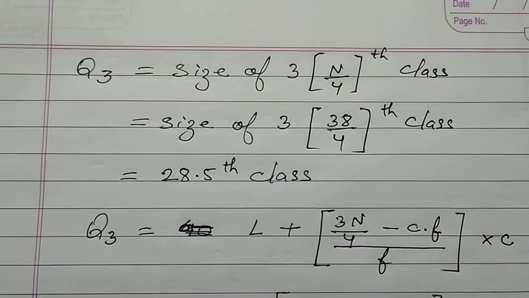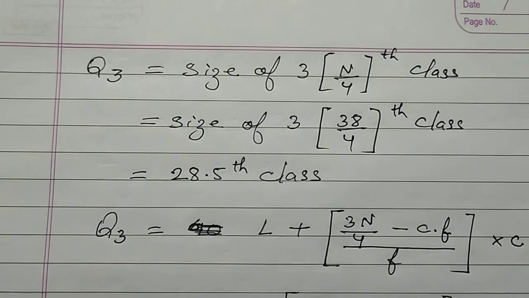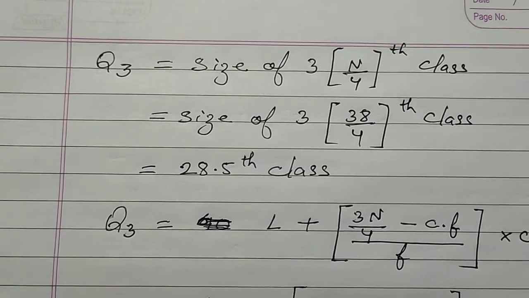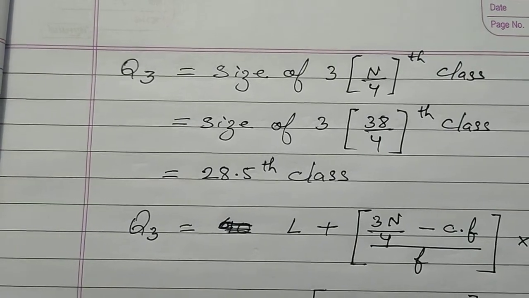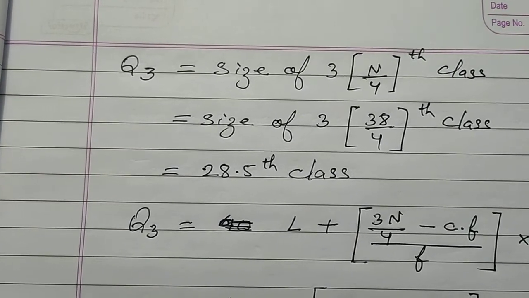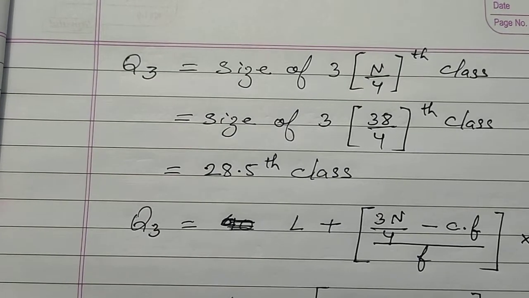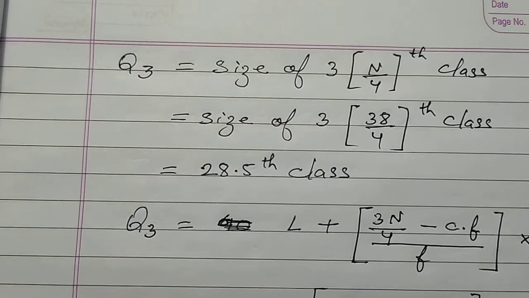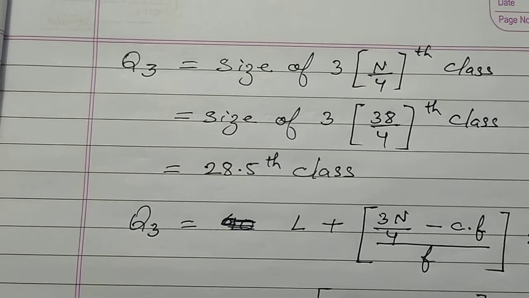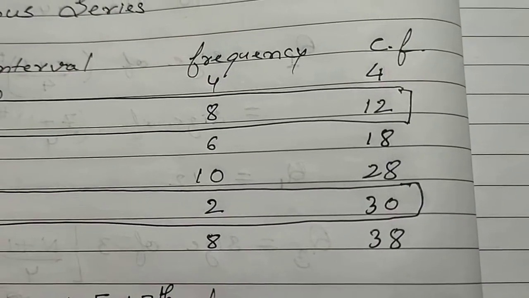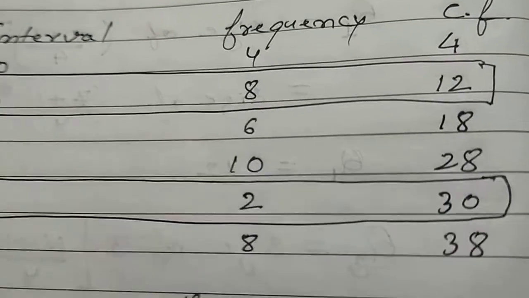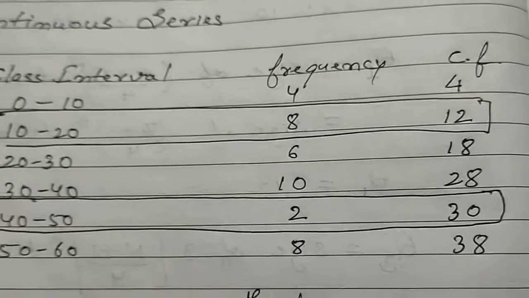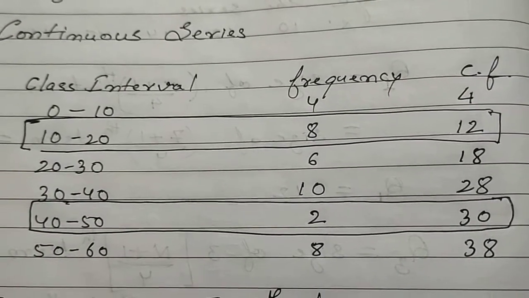Similarly, we can find out the third quartile. First we have to get the size. That will be equal to 3 into n by 4th class. N by 4 we have already calculated as 9.5. So 9.5 into 3, we get the 28.5th class. Now this 28.5th class we will locate in the cumulative frequency. This 28.5th class is not given, so we locate its next highest value, and that is 30. This particular class we will select in order to calculate the third quartile.